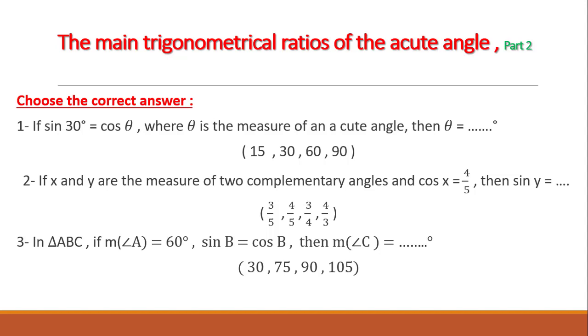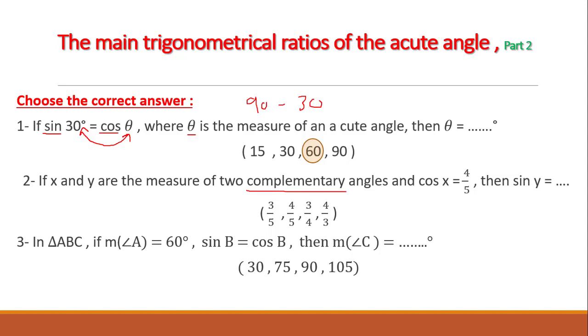Number 1, if sine 30 equals cosine theta. So here I have two angles. The sine of the first equals the cosine of the second. It means the two angles are complementary. So angle theta is the complement of angle 30. So theta will be 90 minus 30, which is 60 degrees. This is number 1.